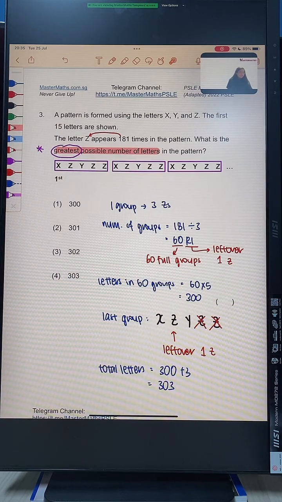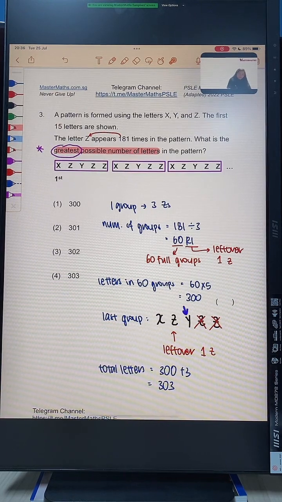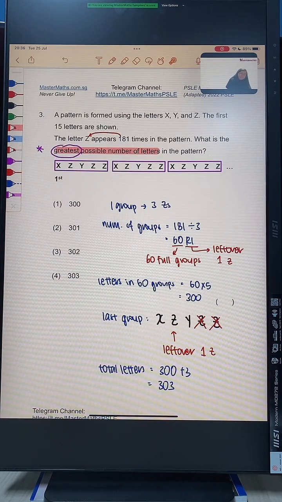Okay? I have some questions coming in. Number 1, about how to get remainder. I will explain to you in a second. For those of you who are asking why cannot be 302, it is possible to have 302. That means I also don't want the Y. Possible, but because we are looking at the greatest possible number, I have to consider the Y inside as well. Okay? I have to consider the Y because I want as many letters as possible, and those that are not Z is going to be included in the group. Understand?